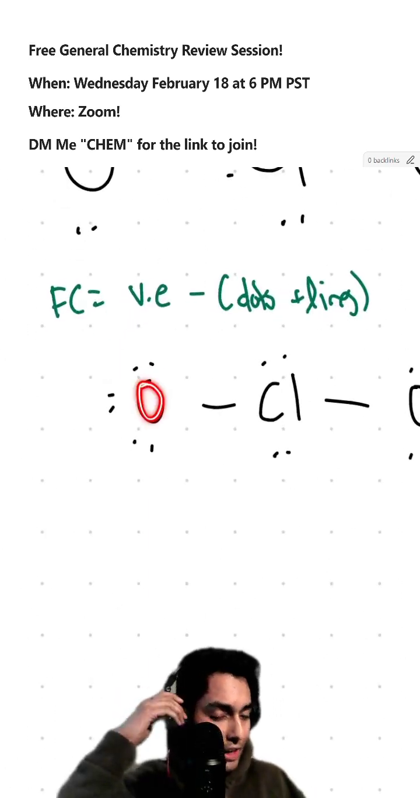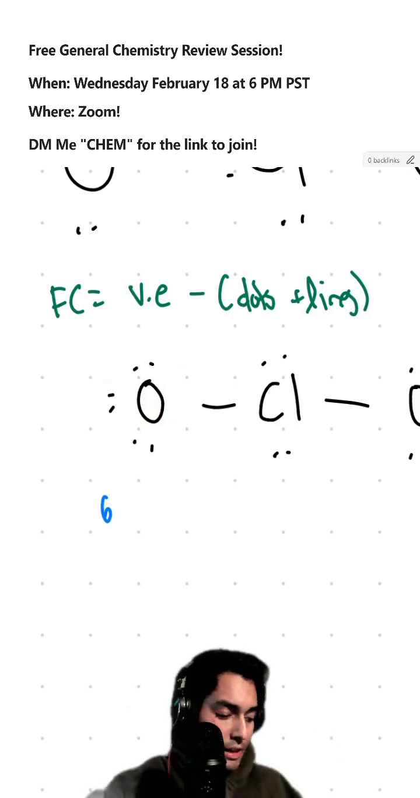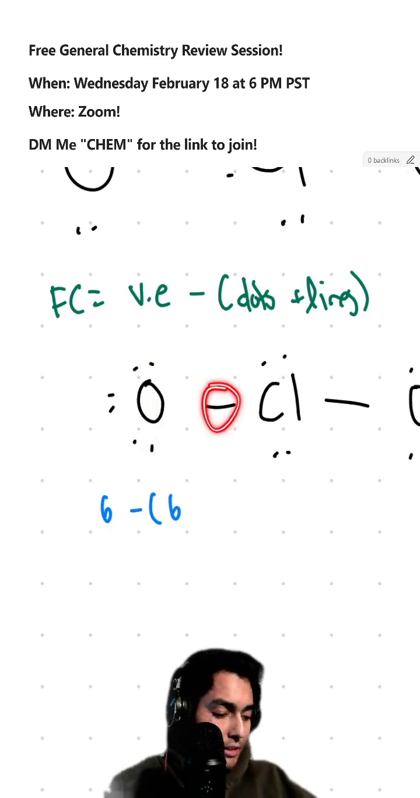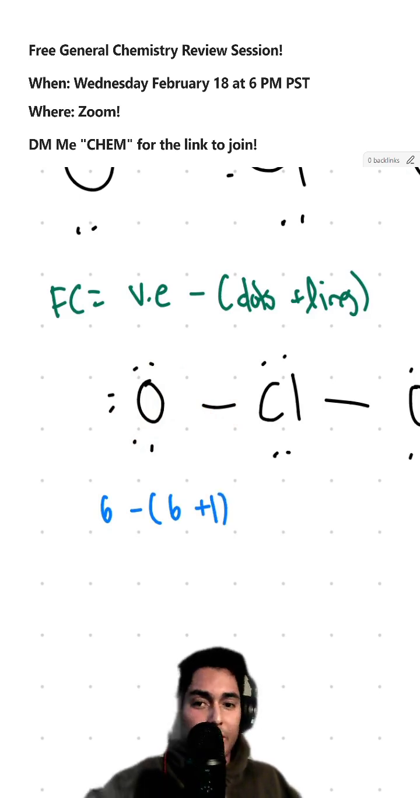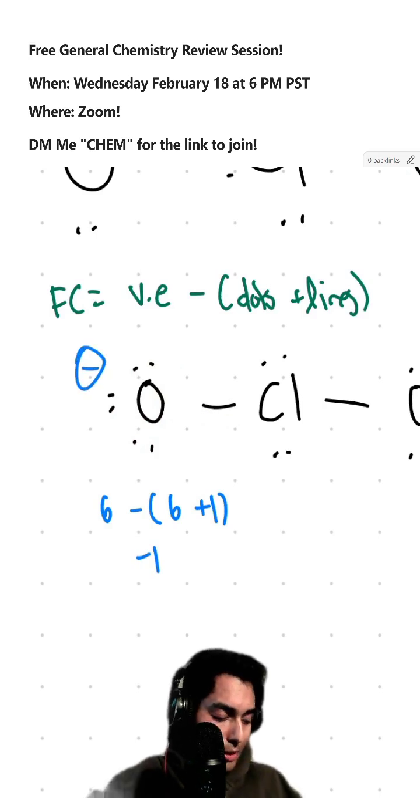So oxygen has how many valence electrons? Okay, 6. So oxygen has 6. If you say, how do you know 6? Because of the periodic table. How many dots do I have? 1, 2, 3, 4, 5, 6. Okay, I see 6 minus 6 dots plus how many lines? 1 line. So 6 dots plus 1 line. 6 minus 6 plus 1 is 7. 6 minus 7 equals minus 1. So this oxygen has a formal charge of minus 1.